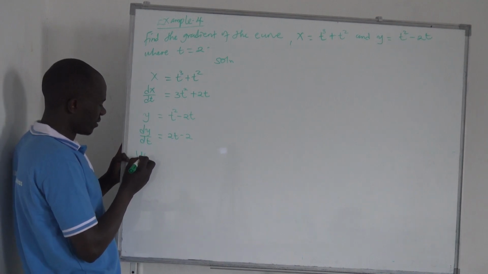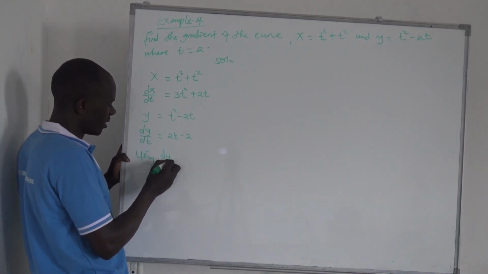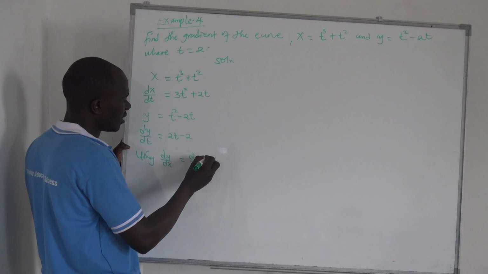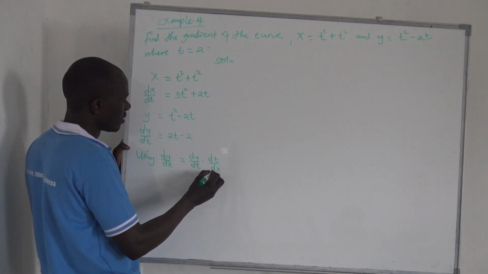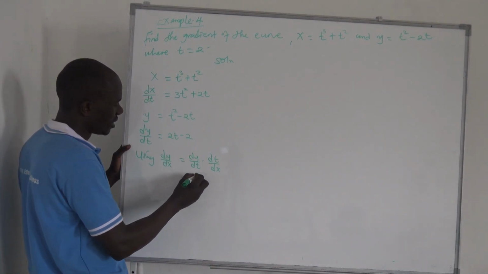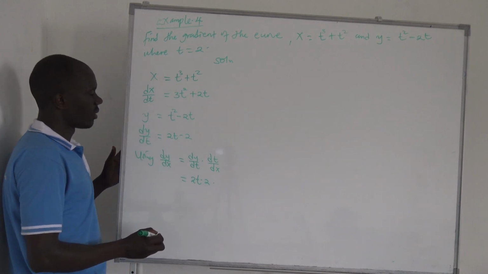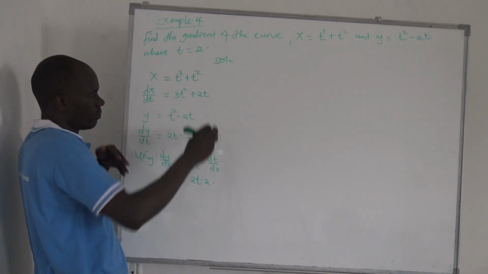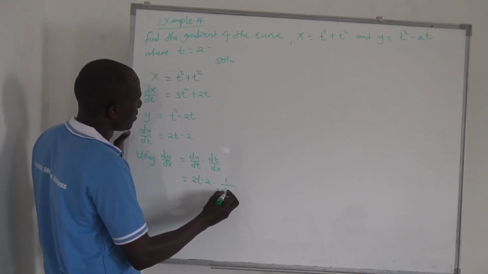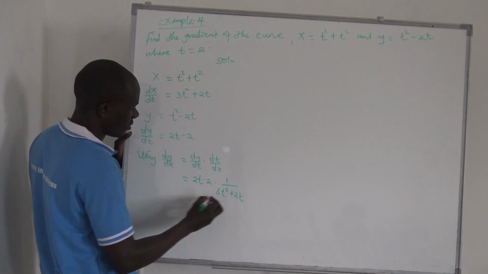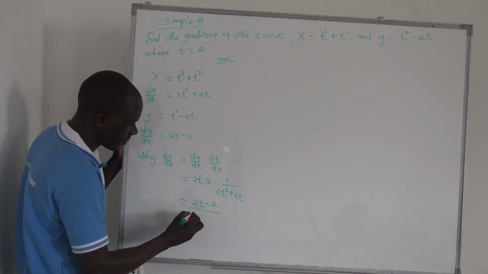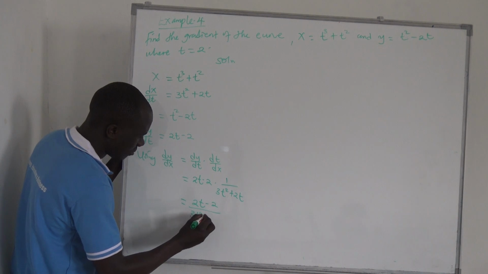Then from there we shall say dy/dx equals dy/dt times dt/dx. What is our dy/dt? Our dy/dt is already 2t minus 2, times what is our dt/dx? For dt/dx, we take the reciprocal, which becomes 1 over 3t squared plus 2t. What does it become? It becomes 2t minus 2 all over 3t squared plus 2t.